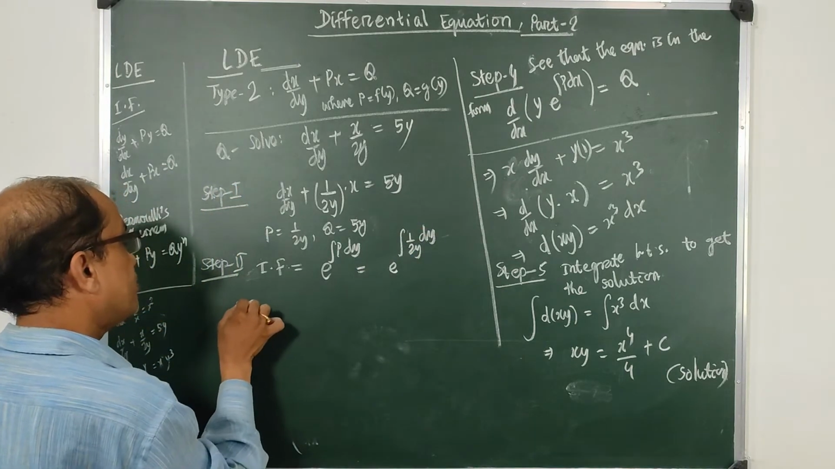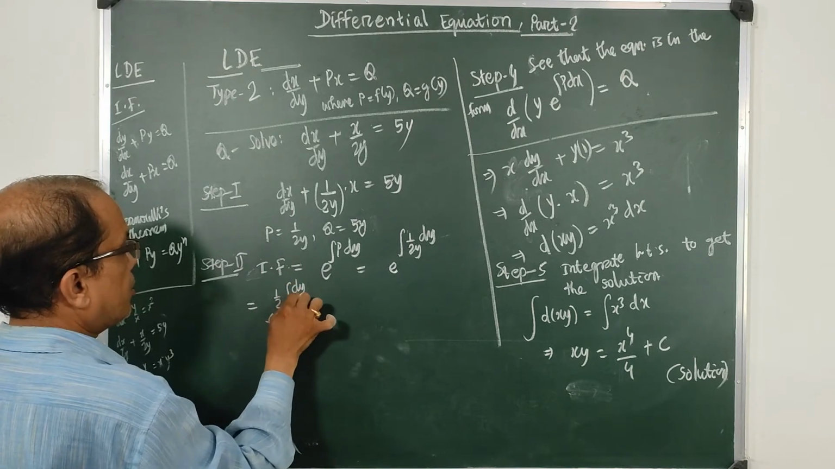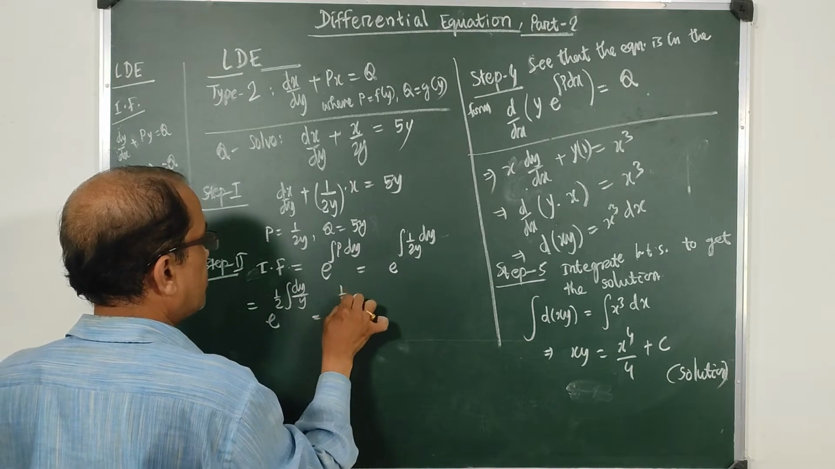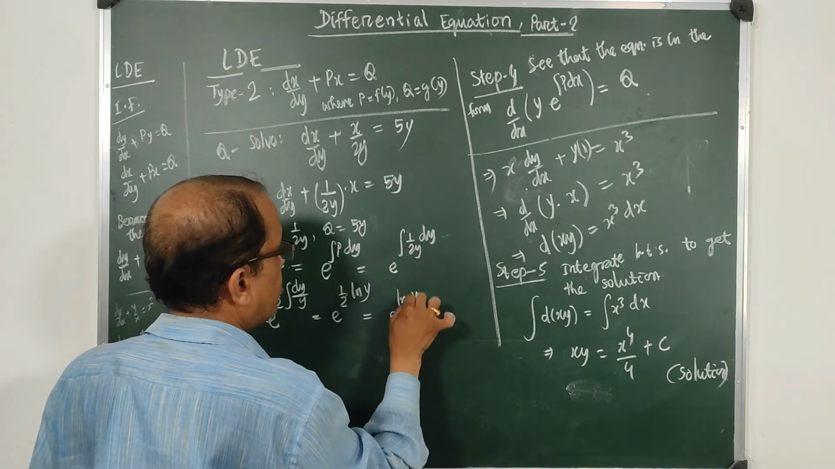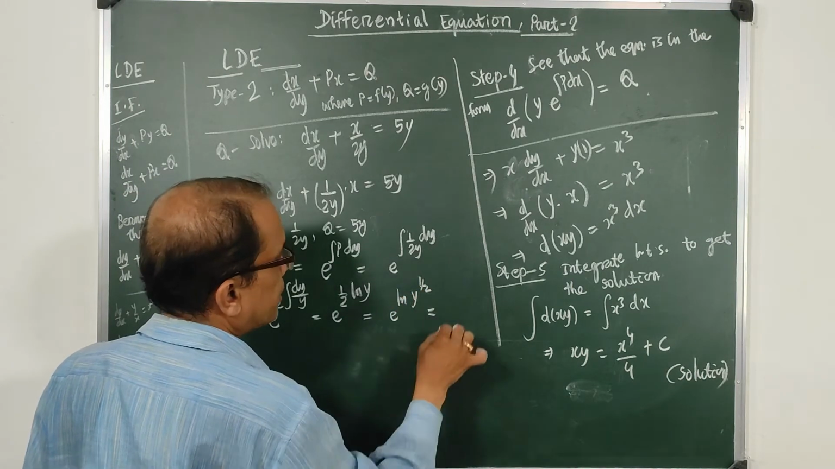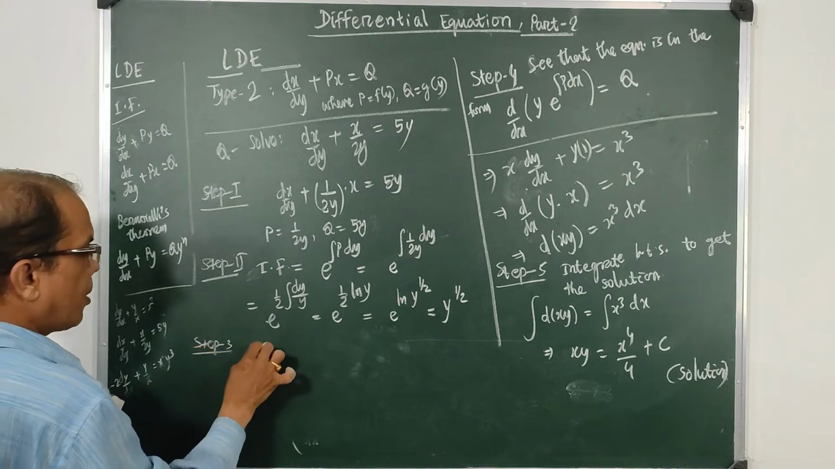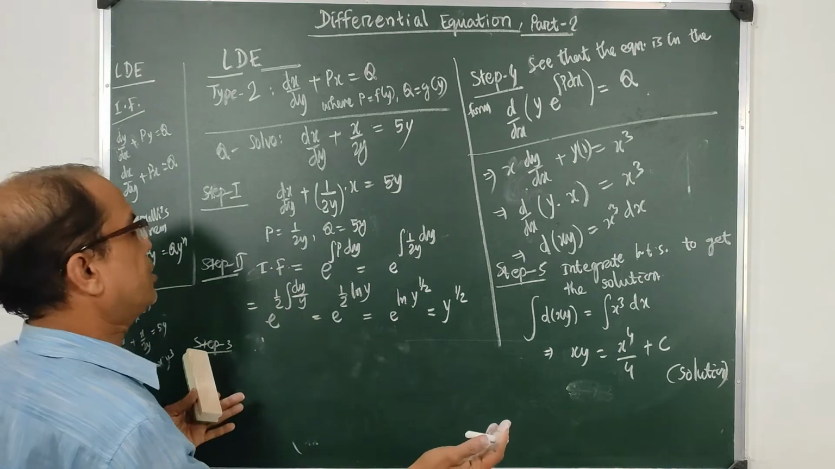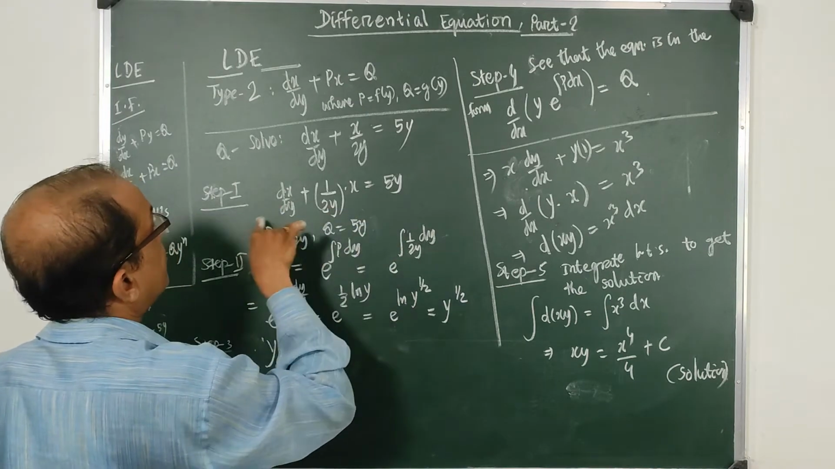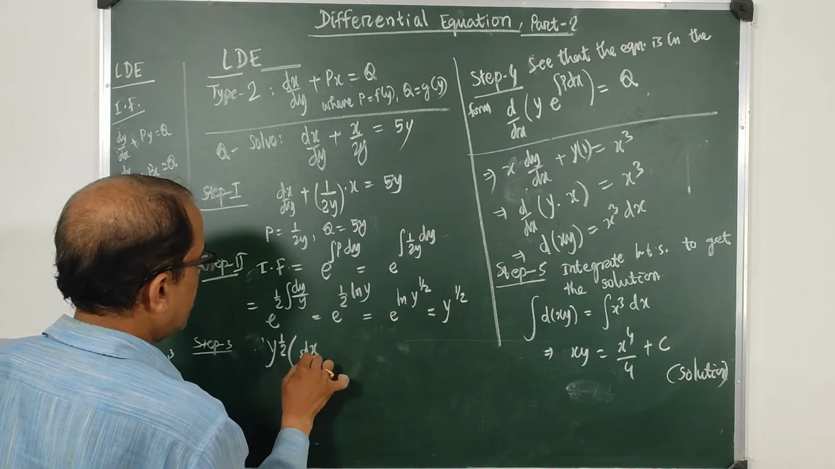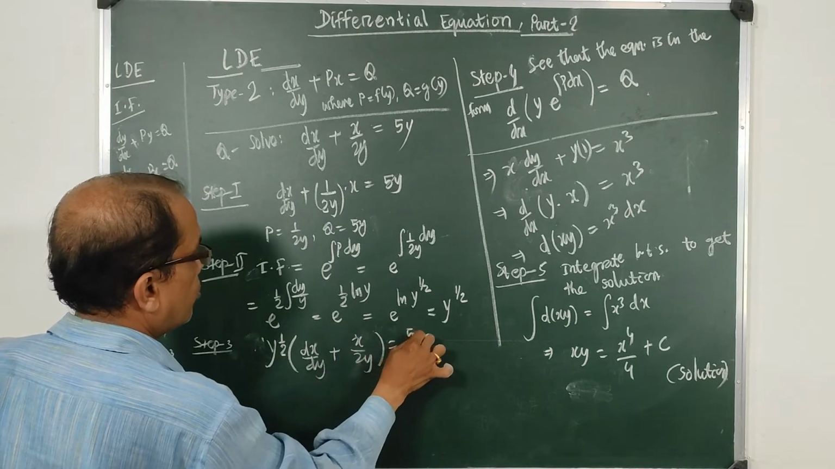So how much will this be? Half is a constant, so half integration of dy by y. This will be e to the power half ln y, that is e to the power ln y to the power half. E and ln vanish, so you get y to the power half. Now step 3, multiplying both the sides of the equation with the integrating factor, we have y to the power half into the left side of the equation, dx by dy plus x by 2y, is equal to 5y.